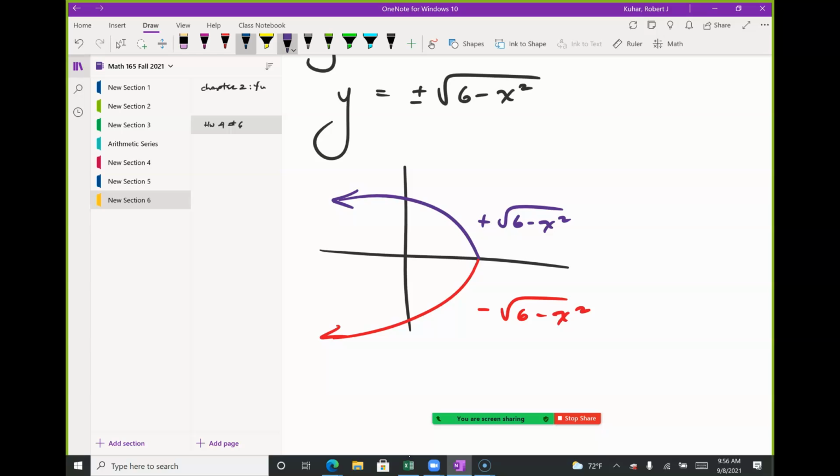And so now we no longer have a function of x, because with a single x value, there are 2 y values. There are 2 heights. If you look at f of 0, I get plus or minus square root of 6. So when I put in 0 one time, I get a positive root 6. When I put in 0 another time, I get a negative root 6.